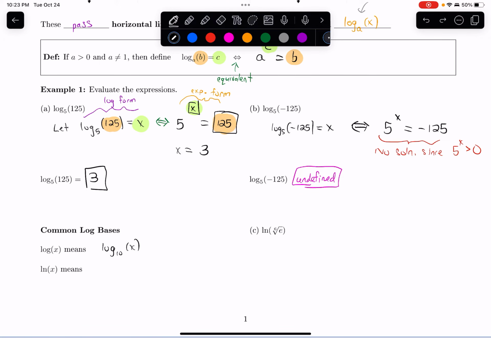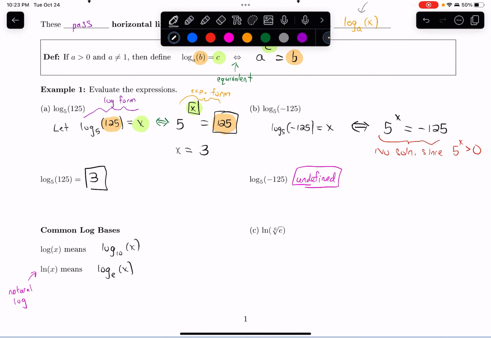The other really common form that you'll see is ln of x. This is something called the natural log. The natural log means log base e of x. So we will really commonly be using ln of x as a log to work with, especially when we solve equations a bit later.